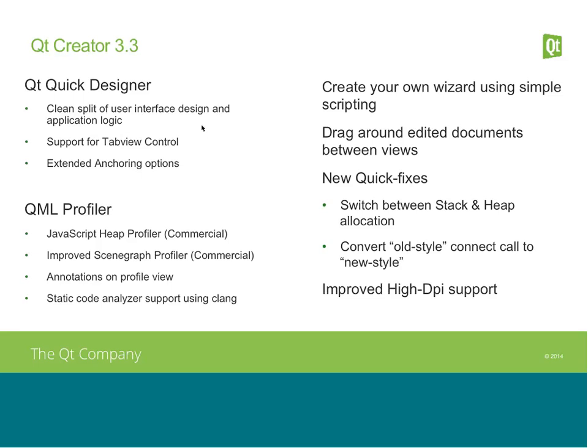We have support there for tab view controls and more extended anchoring options. In addition, we have a new and much improved QML profiler, where you can profile the JavaScript heap, where you can look at the scene graph, the OpenGL scene graph, and see what it's really doing. See whether you're drawing too much. That really helps you hit a smooth 60 frames per second with the user interfaces. Annotations on profile views, and we have a static code analyzer support also using Clang.